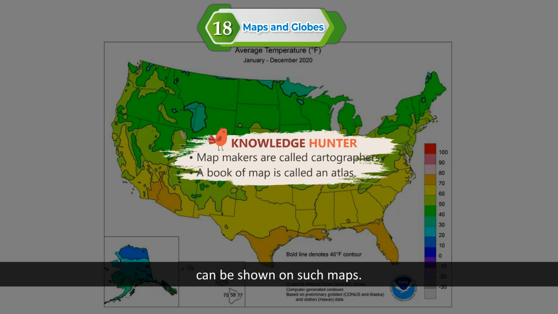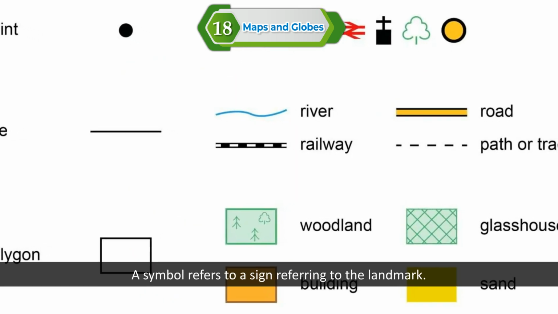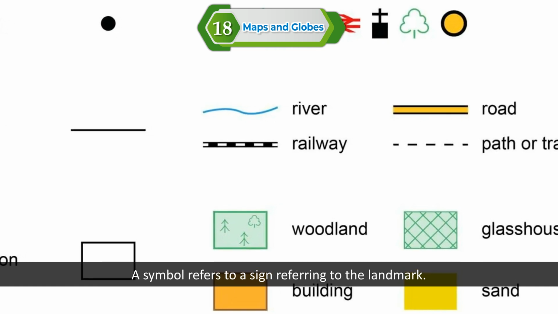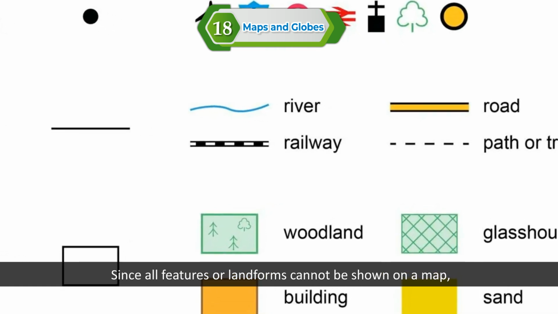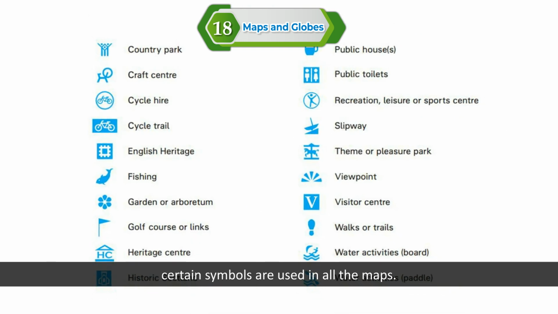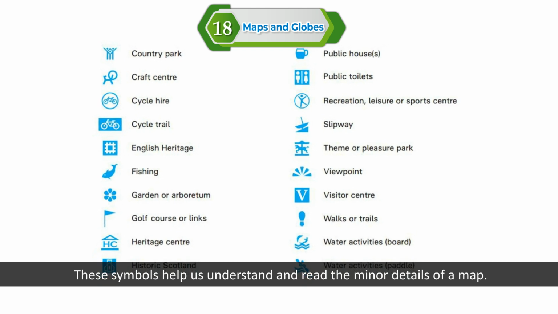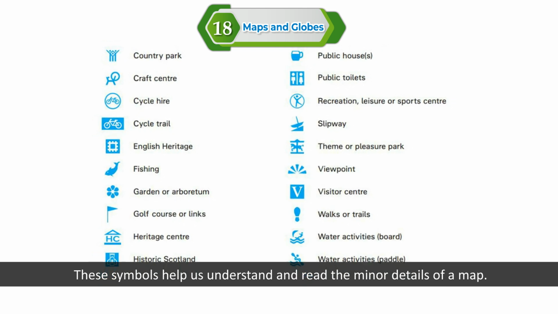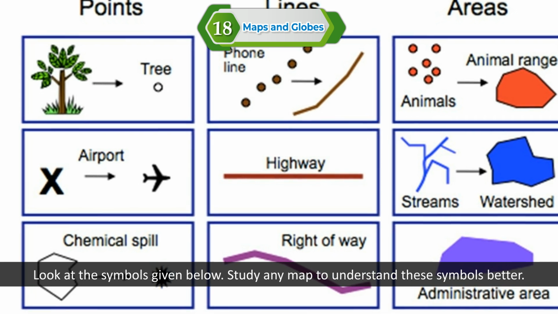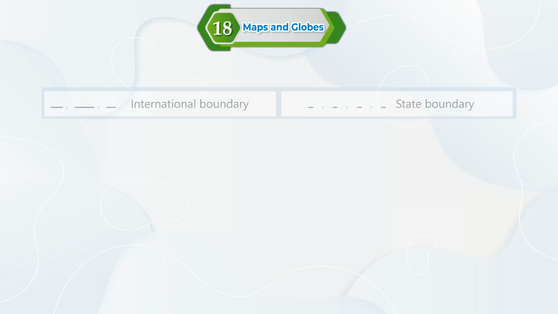Knowledge hunter. Map makers are called cartographers. A book of maps is called an atlas. Symbols. A symbol refers to a sign referring to a landmark. Since all features or landforms cannot be shown on a map, certain symbols are used in all maps. These symbols help us understand and read the minor details of a map. Look at the symbols given below. Study any map to understand these symbols better.